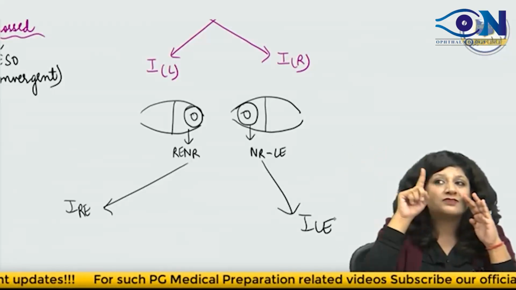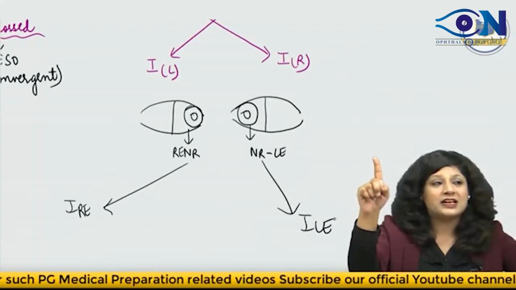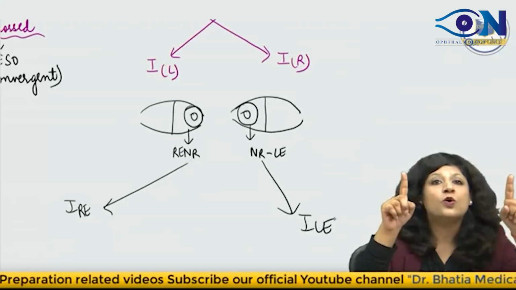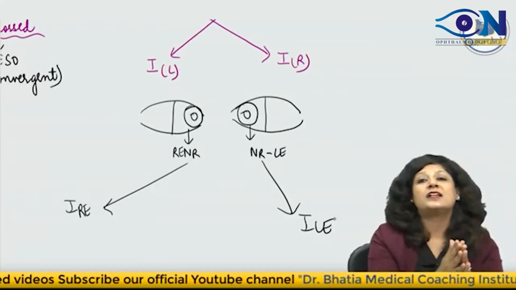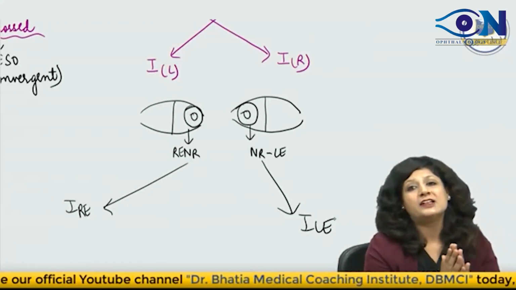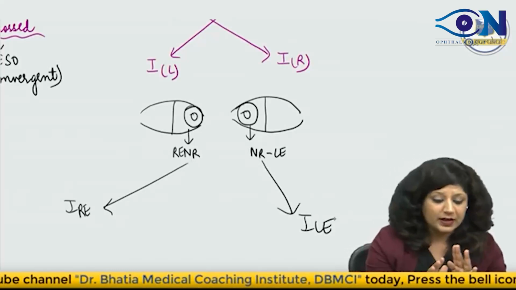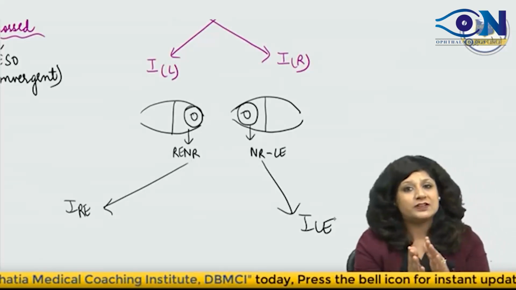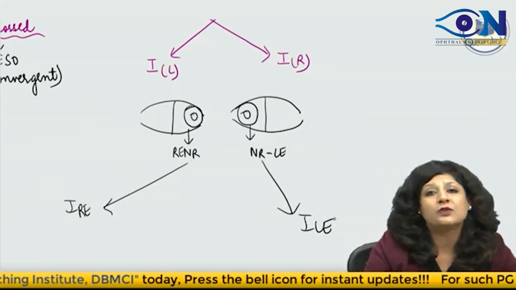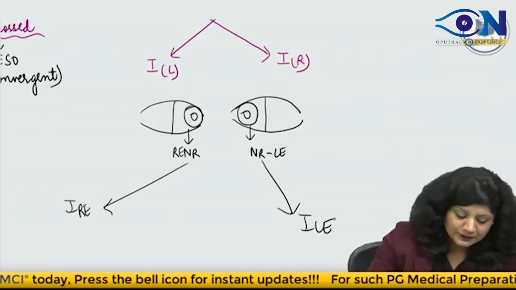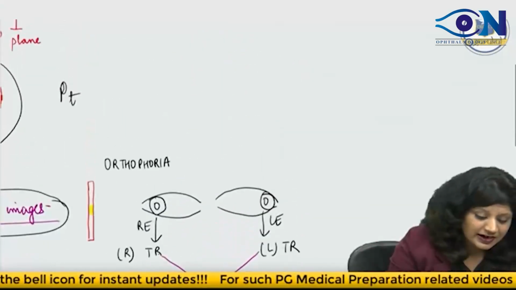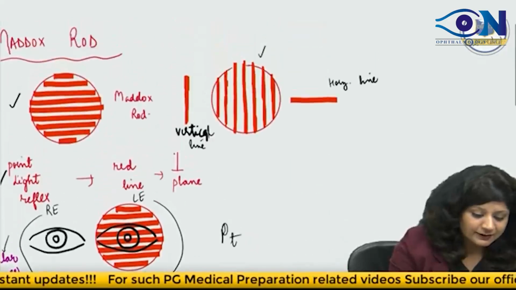So this image will be seen here and this image is seen here. So there is no crossing over of the images. This is called crossed and uncrossed diplopia. Okay, so crossed is found in the divergent squint and uncrossed is found in the convergent squint. Okay, now based on this, we'll try to solve the question that is given here.